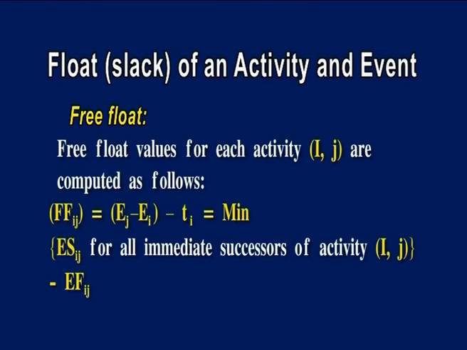Free float values for each activity ij are computed as follows. Free float FF of ij is equal to E of j minus E of i minus T of ij, which is equal to the min of ES of ij for all immediate successors of activity ij minus EF of ij.